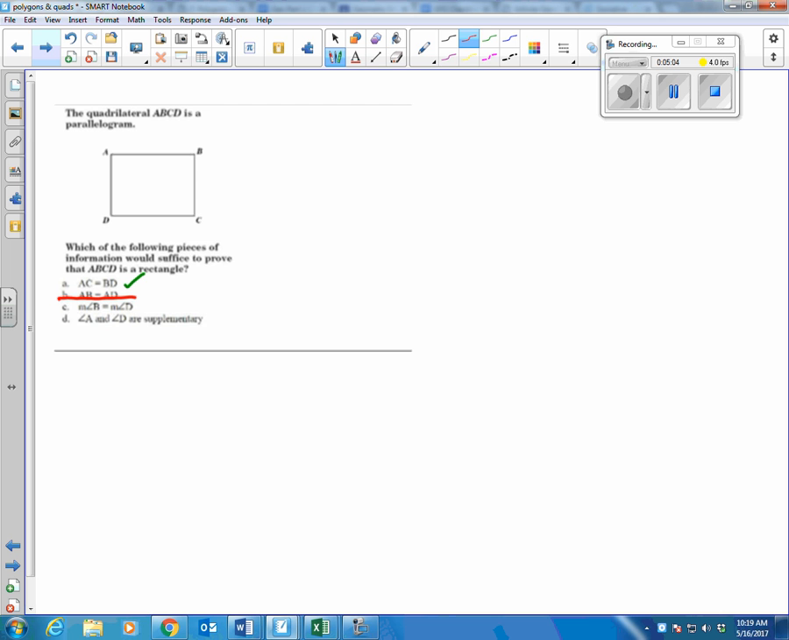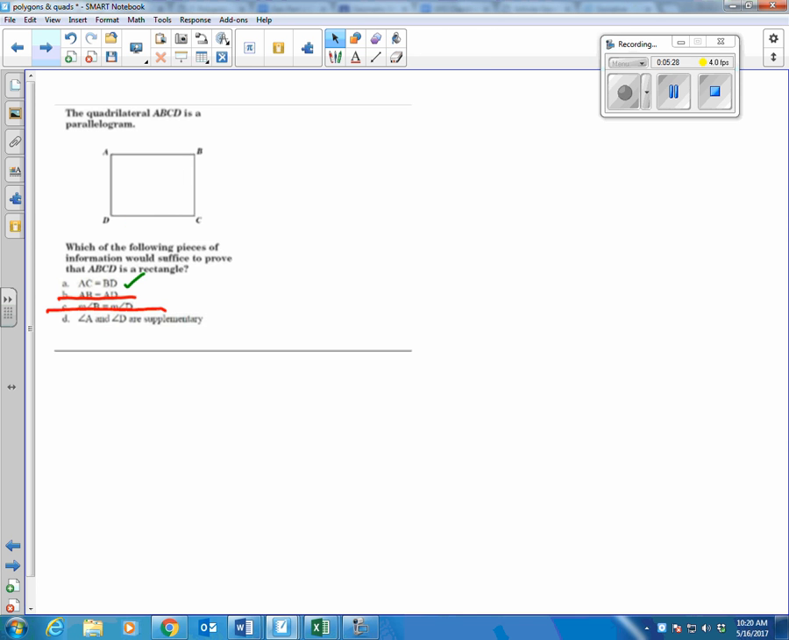C tells me that angle B is equal to angle D. Which in a rectangle would be true because all the angles are 90, but they didn't say that's 90, so they could be anything. So that's just telling me that opposite angles are congruent, and that's any parallelogram, not necessarily a rectangle. So that doesn't tell us that it's a rectangle.